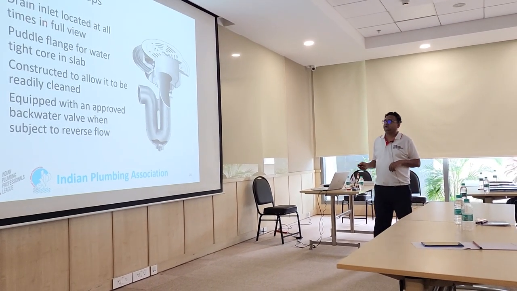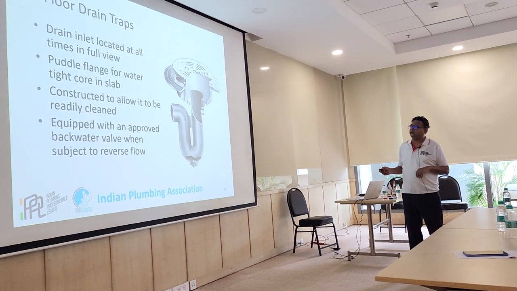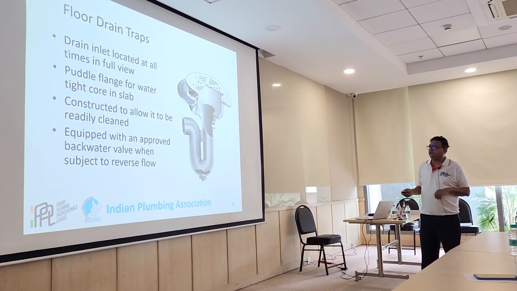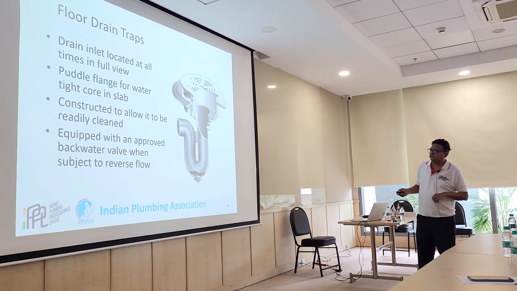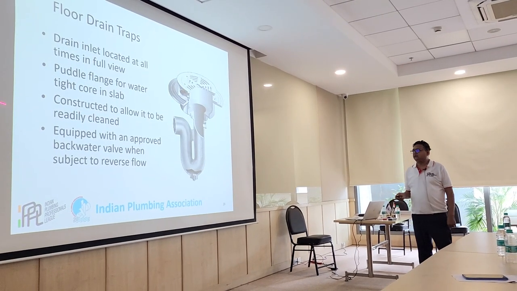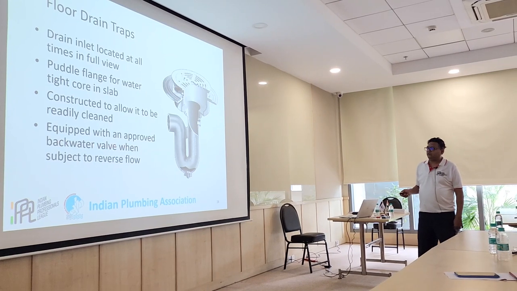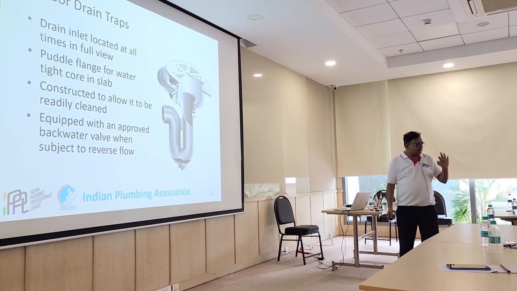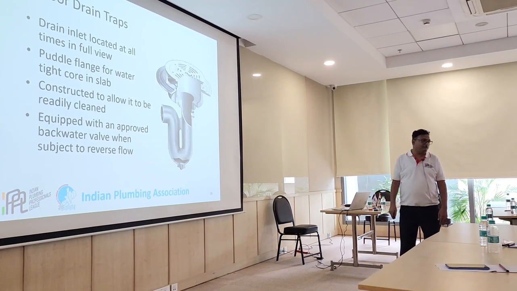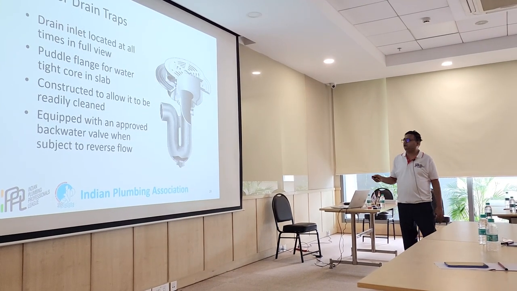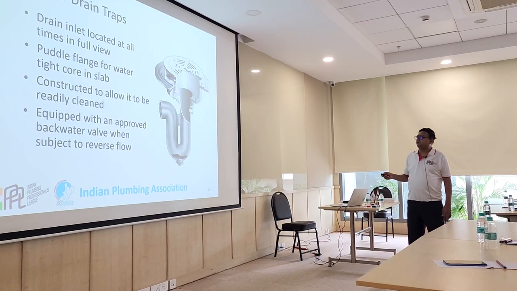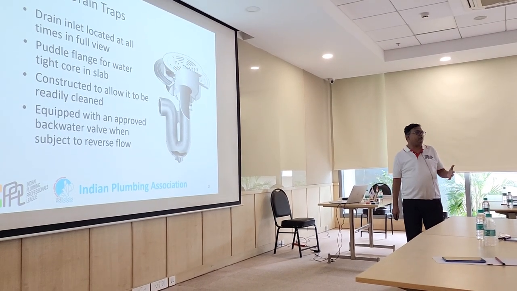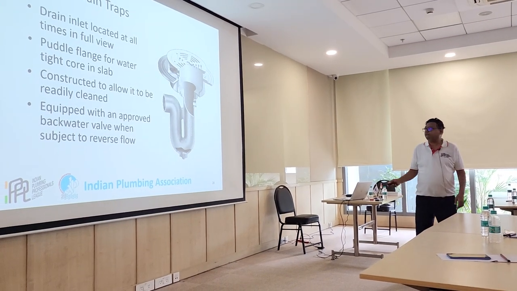Floor drain traps. The drain inlet located at all times in full view. Puddle flanges for watertight pouring slab. Constructed to allow it to be readily cleaned, equipped with an approved backwater valve when subject to reverse flow. Quickly we will see the meaning of each bullet point. Drain inlet located at all times in full view. So you can see this type of full view. Usually in Aqua and Viega you will get this type of traps.